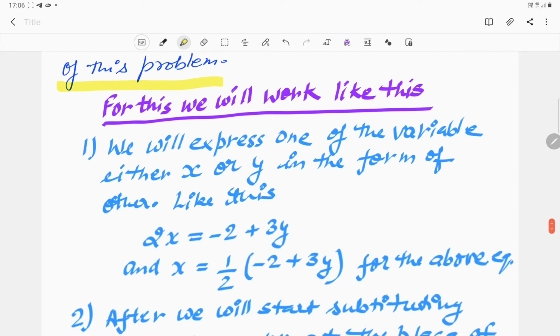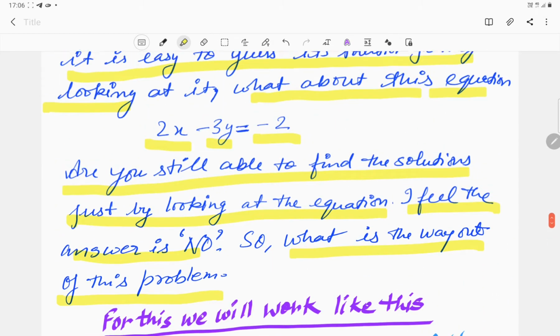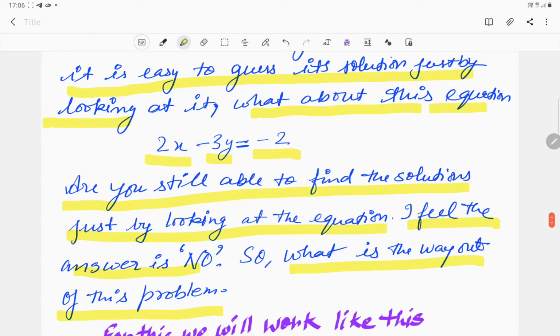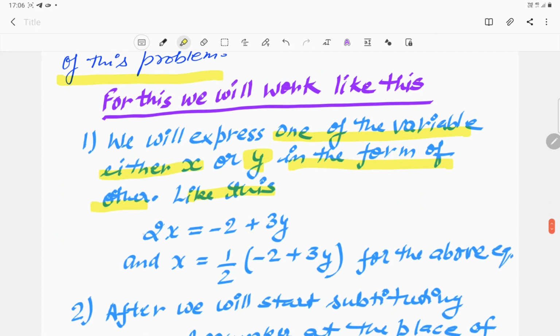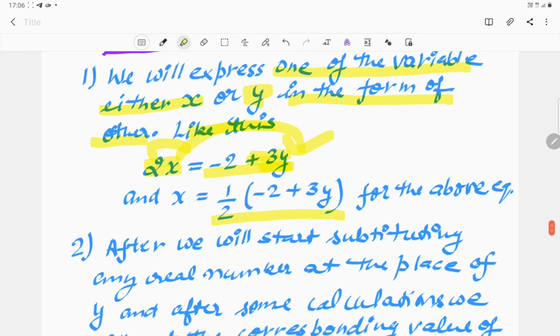For this we will work like this. We will express one of the variables, either x or y, in terms of the other. The given equation with us is 2x minus 3y equals minus 2. So we can write 2x in terms of y like this. We will transpose minus 3y to the right hand side and we get added 3y on the right hand side. So we got 2x equals minus 2 plus 3y, and we will transpose this 2 also, and this is what we get. So now we have expressed x in terms of y.